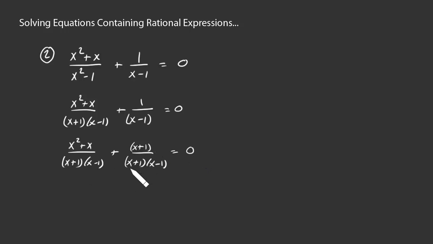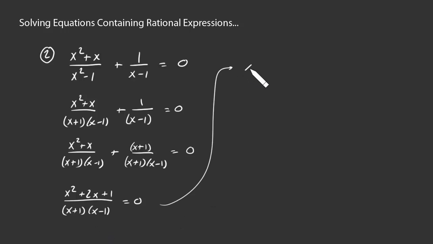They have common denominators now, so we can add them together. We have an x squared. We have an x here. We have an x here. That's 2x. And, of course, we have a plus 1 over x plus 1 times x minus 1 equals 0. Okay? So if we have a fraction equal to 0, the numerator has to be 0, and the denominator has to not be 0. If the numerator was 0, then x squared plus 2x plus 1 would equal 0.